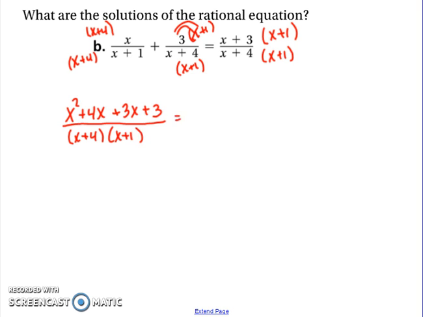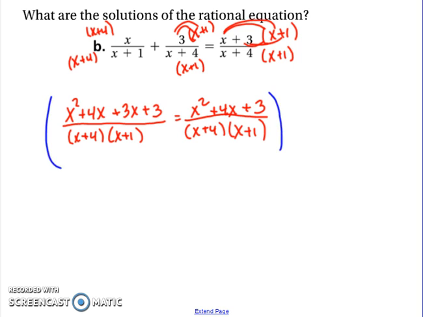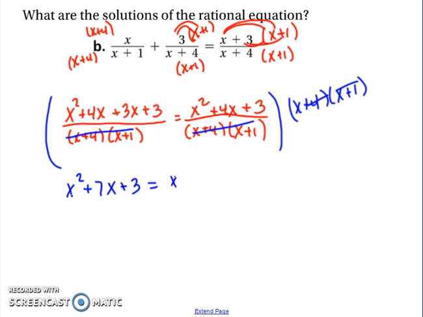And then the thing after the equal sign, we're going to FOIL. So we have x squared plus x plus 3x. So that's going to give us 4x plus 3 over x plus 4, x plus 1. So since the denominators are now all the same, we're going to multiply everything by that denominator, x plus 4 and x plus 1. They're all going to cancel out. And then I'm going to combine like terms. So I have x squared plus 7x plus 3 equals x squared plus 4x plus 3.